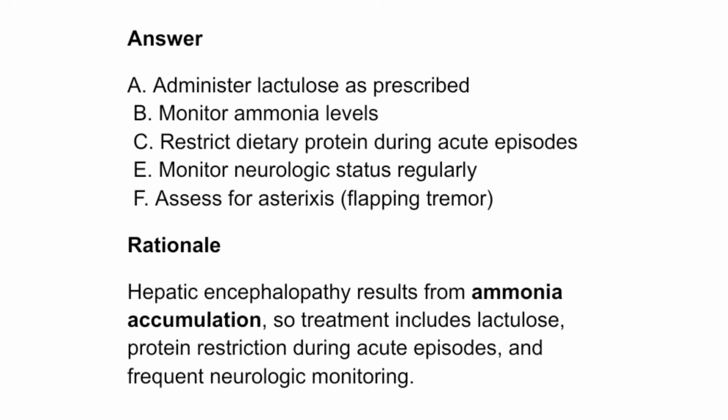Answer. A. Administer lactulose as prescribed. B. Monitor ammonia levels. C. Restrict dietary protein during acute episodes. E. Monitor neurological status regularly. F. Assess for asterixis, flapping tremor. Rationale. Hepatic encephalopathy results from ammonia accumulation, so treatment includes lactulose, protein restriction during acute episodes, and frequent neurological monitoring.